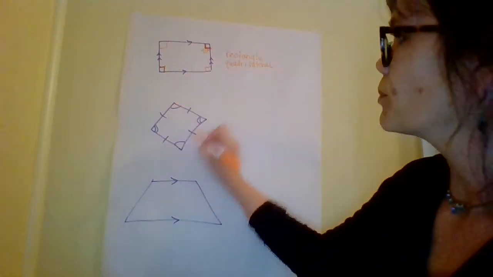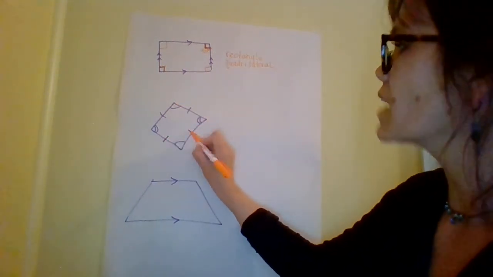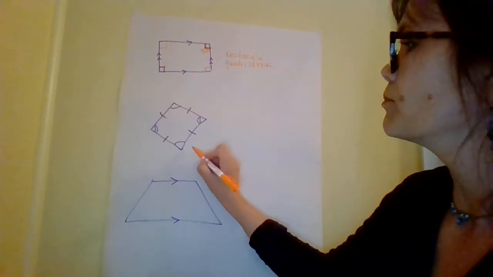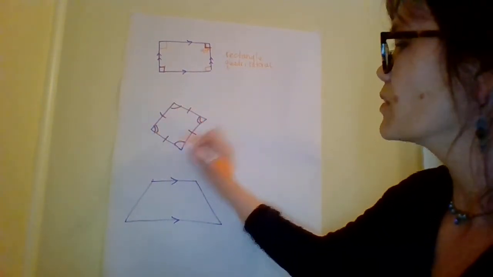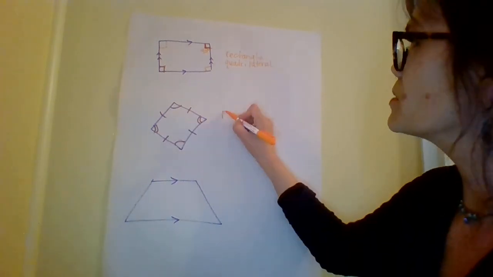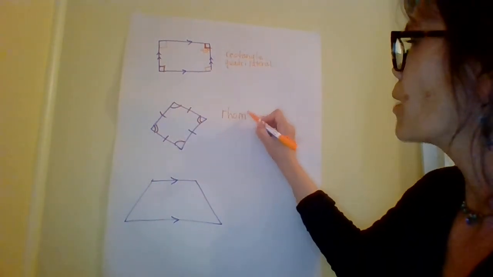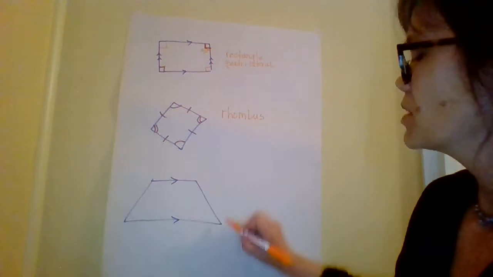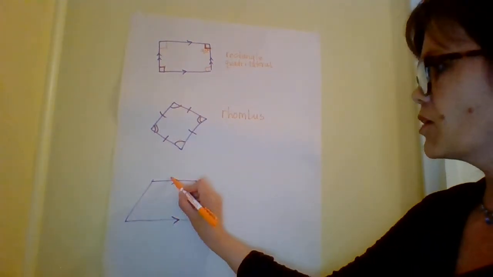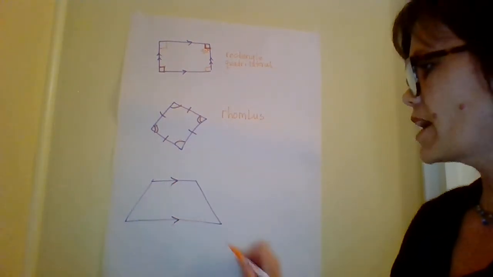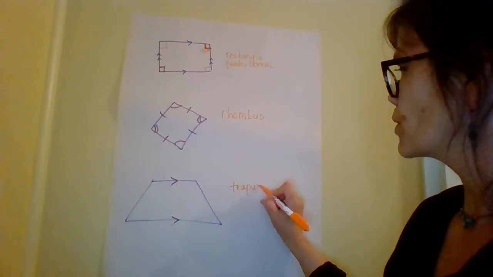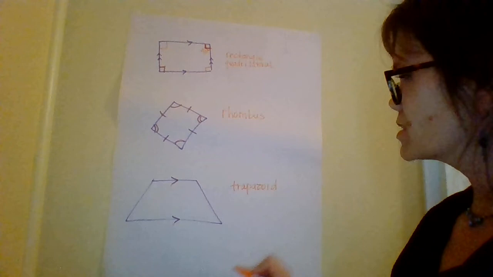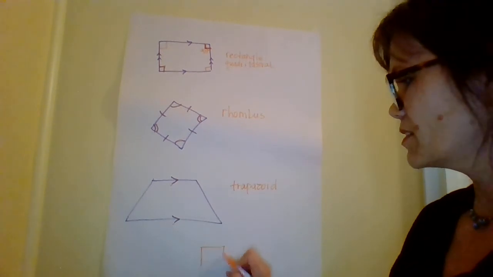Now this shape here, it's got four sides that are the same and opposite angles are the same, they're equal. And so this one is going to be a rhombus. And then this final shape here, it just has one set of parallel lines, so it's going to be a trapezoid.